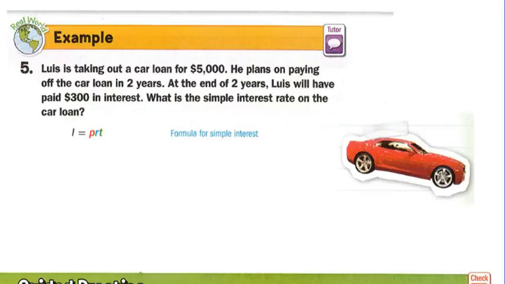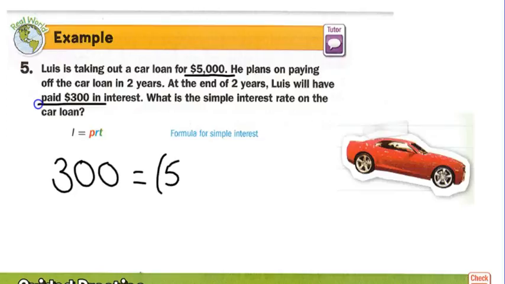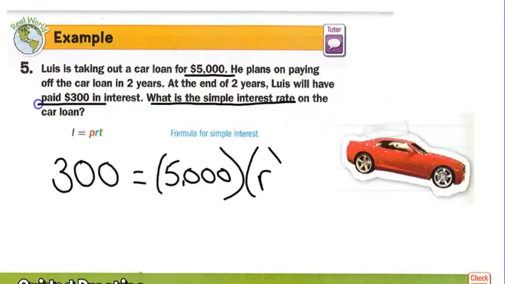So how much interest has he paid? Well, we said he paid $300, so we actually know I, in this case, is $300. That's how much interest he paid. All right. Do we know the principal? Do we know how much he borrowed to start? Yeah, we know it was $5,000. Okay. Do we know the rate? No, that's what we're looking for. What is the simple interest rate? So we don't know what R is. And how long has it been? Well, it's been 2 years, so we know the time.